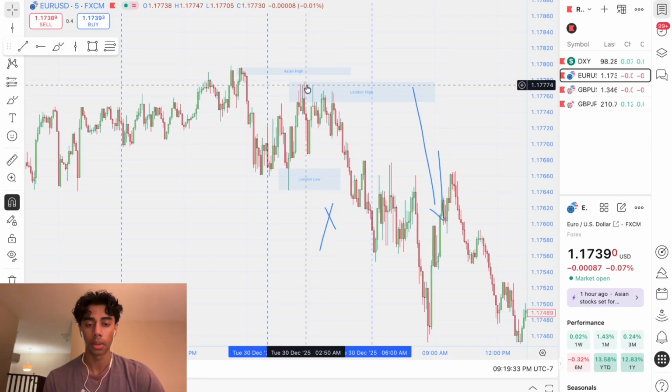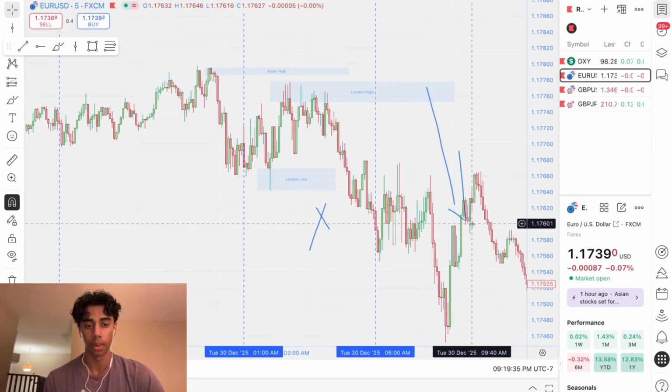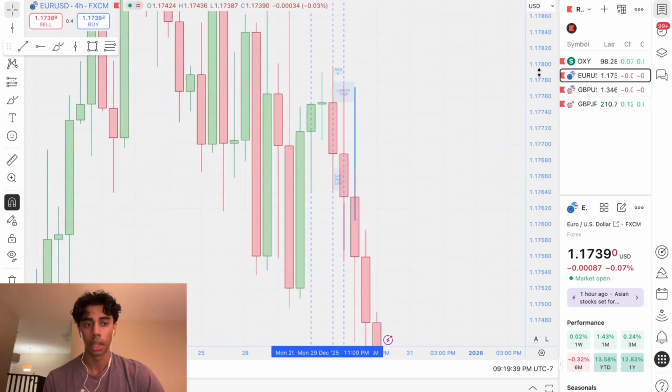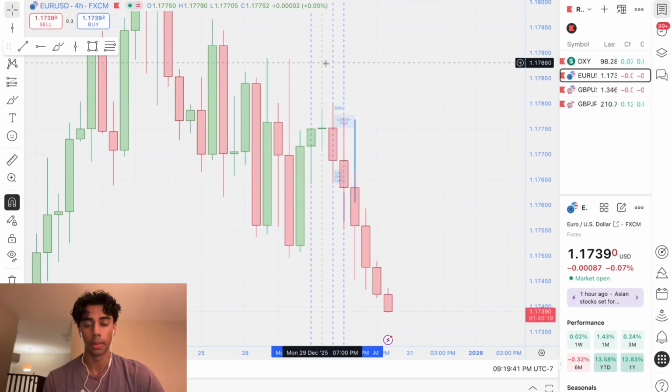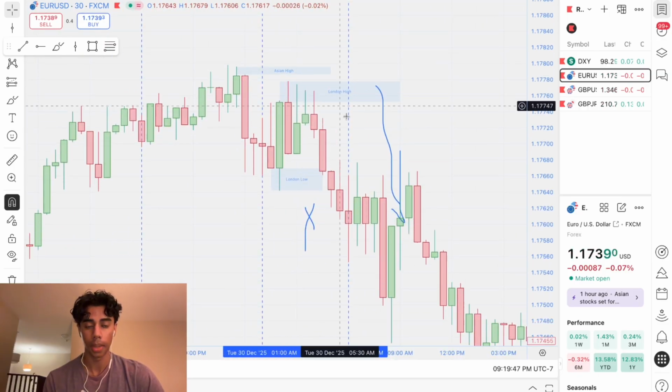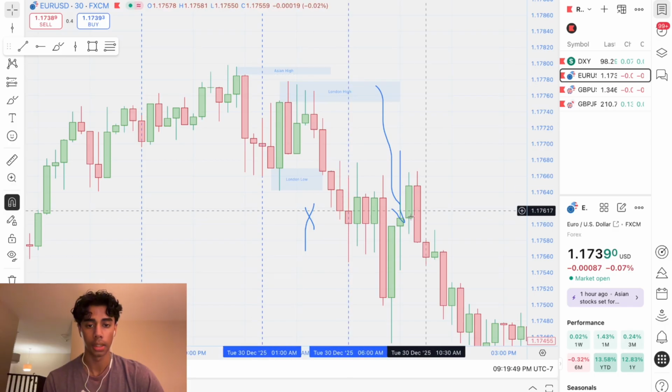So the 4 hour was bearish going into market open. We were going down. What can we see here? The 4 hour was clearly bearish. We didn't confirm up, so I was just in a bearish mindset. So looking at the 30-minute, I was looking for London highs to get taken, and then to target London lows.